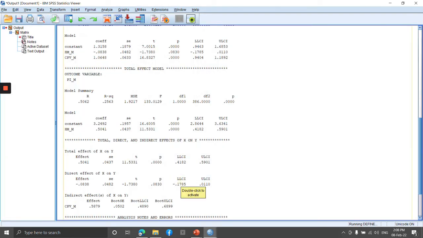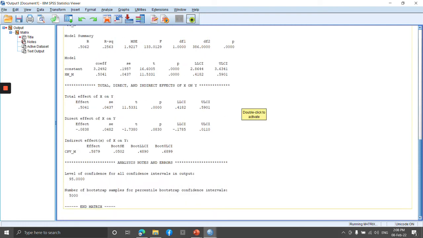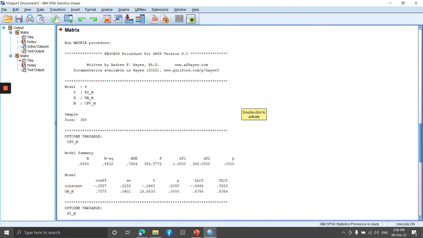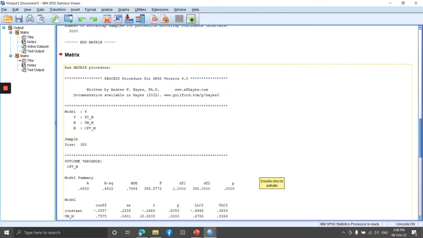Now you will get the result very simply. I'm not going to explain fully. I will just show you whether it is a full mediation or partial mediation. It will take some time. I got it. So here, as usual, you got the descriptive summary: what is your dependent variable, what is your mediating, what is your moderating. The dependent variable and the mediating variable were not changed this time, but the independent variable changed from HM to UM.